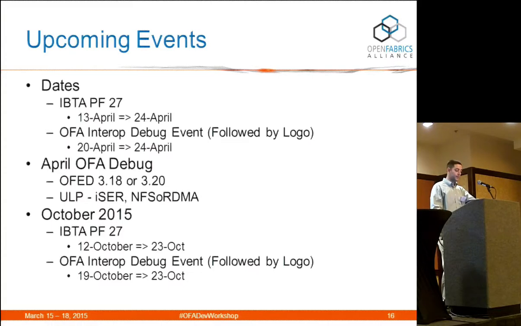So as I mentioned, the upcoming event is April 20th. It's also worth noting these events are always preceded, or as much as we're able to, we precede them by the IBTA Plugfest to, again, make it as simple as possible to attend and get value out of both events. We're talking about 318 or 320 here, but given some of the results with the kernel, this might end up being 4.0. Stay tuned on that. Again, ISER and NFS over RDMA are sure to be items of conversation for that event. And then the October 2015 Plugfest, there are the dates for that.